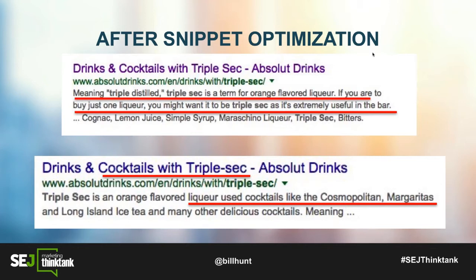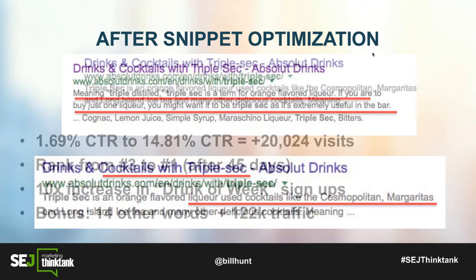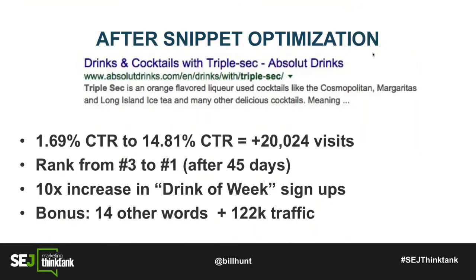So if we go to the next slide, we went from that 1.69 click-through rate to a 14.81% click rate, which yielded about 20,000 additional visits. Again, we were ranking number 3, so we didn't do anything other than change the meta description, because the way the page was built, it was a little hard to tweak the page. Because we believe, because of all these incremental clicks, we actually moved from number 3 to number 1.